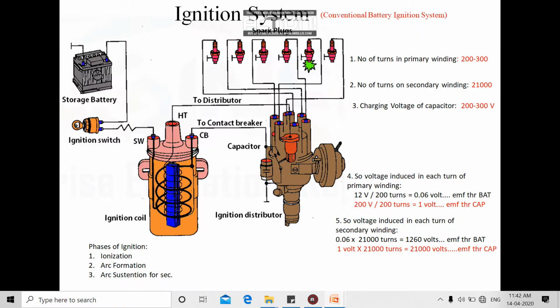Hello class. Till here we have completed the construction and working of the conventional battery ignition system. Now in this video we will see the three phases of ignition. There are basically three phases of ignition that need to be completed: ionization, arc formation, and arc suspension.